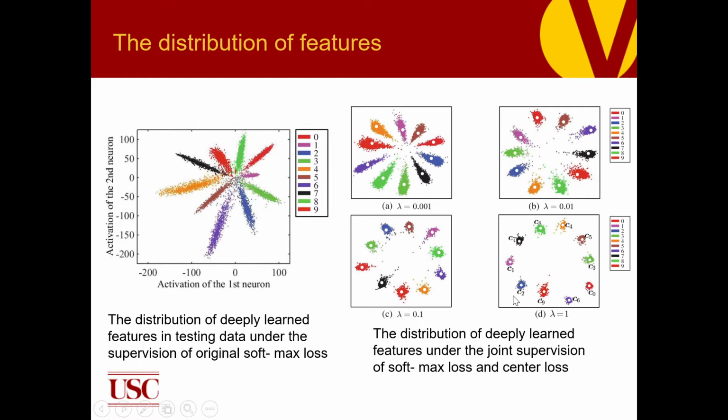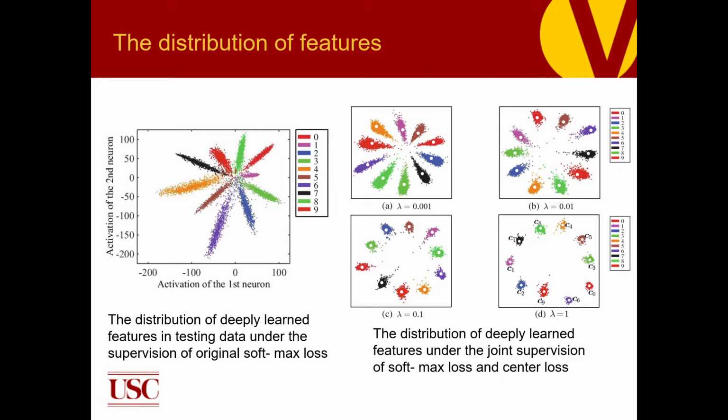The white dots, C0, C1 to C9, denote 10 class centers of deep features. When we choose a bigger lambda, deep features are more discriminative, like the figure shows. Properly choosing lambda such as 0.2 can improve the verification accuracy for our project.